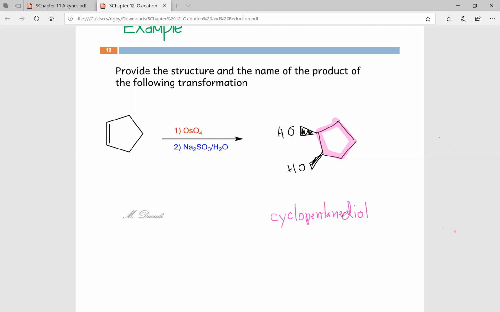We're not quite done because we also need to add cis to the front, exactly. So this is going to end up being cis-cyclopentane-1,2-diol. Okay, and so again, this would be a good question because it's asking you to name it rather than draw it, which adds a level of difficulty. All right, okay, so let's continue on.